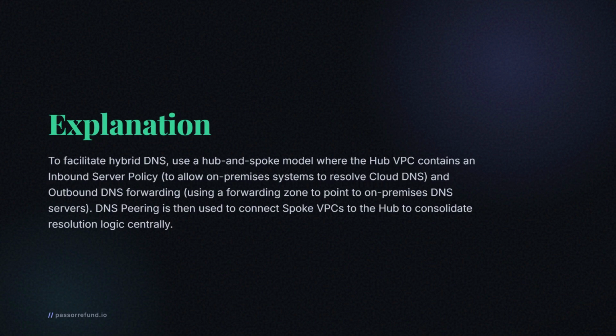I would go with D. So, to make hybrid DNS work, just use a hub-and-spoke setup. The hub VPC would have an inbound server policy that lets your on-premises systems resolve Cloud DNS, and then there'd be outbound DNS forwarding using a forwarding zone that points to your on-premises DNS servers.